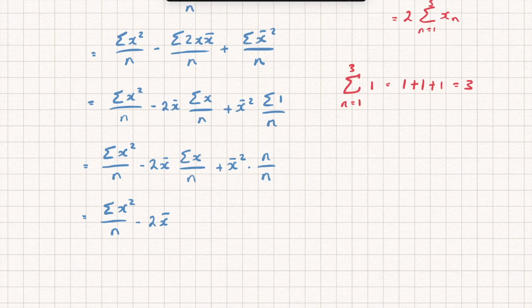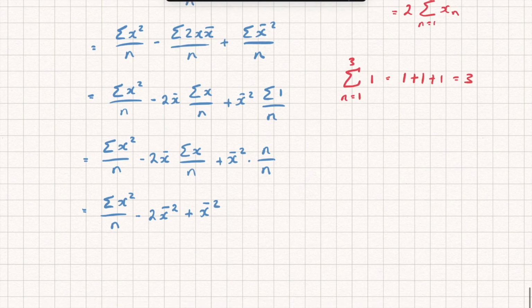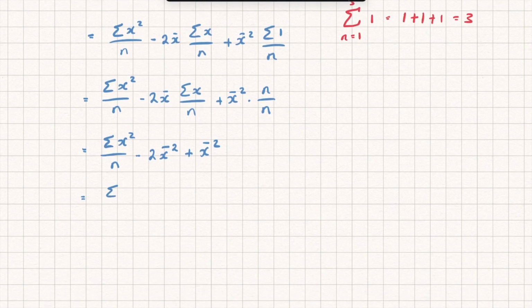So let me write in the mean. So it's 2 times the mean multiplied by the mean. So it's 2 times the mean squared plus the mean squared times by n over n, which is 1. So that stays like that. And so now we get it's the sum of x squareds over n minus, well, 2 times the mean squared plus the mean squared is just minus the mean squared.